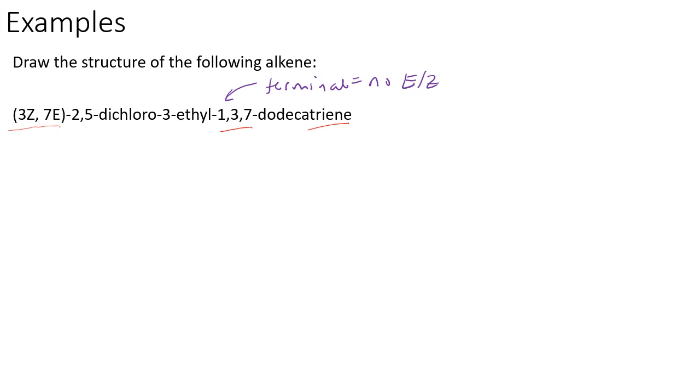So let's first, remember, just throw something down on paper and then we check if our E's and Z's match and we change what we have to. So we're going to draw 12 carbons in our chain. We got a dodec. So 1, 2, 3, 4, 5, 6, 7, 8, 9, 10, 11, 12. Sorry, I always have to check after I draw it to make sure I drew the right number because it's easy to mess up. And then in positions 1, 3, and 7, we're going to have double bonds, and between 7 and 8, that's our next double bond.